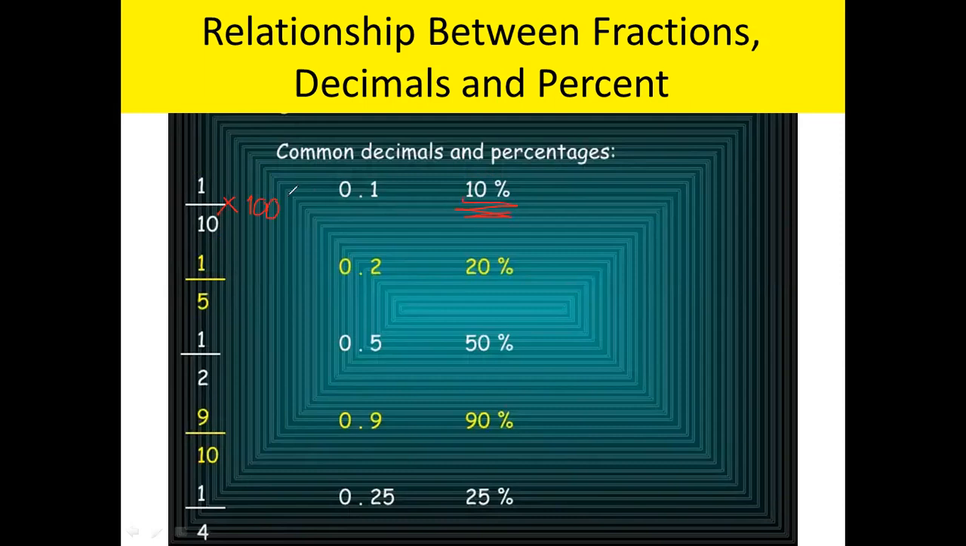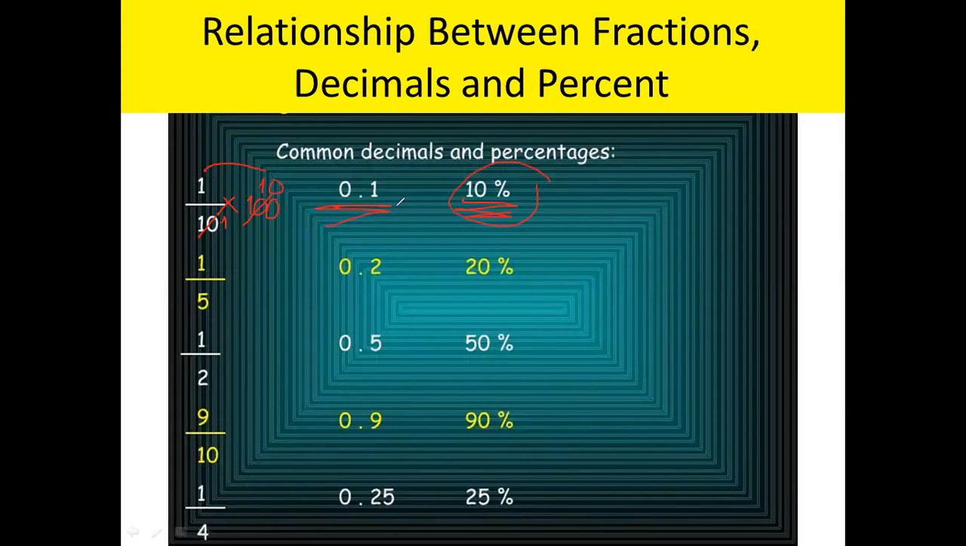Now, in this example, we multiply this by 100% so that we can get 10%. So when we multiply, 10 by 10 is 1, 100 by 10 is 10. So therefore, we have 1 times 10, which is equivalent to 10%. And how did we get this decimal? We can divide 1/10.